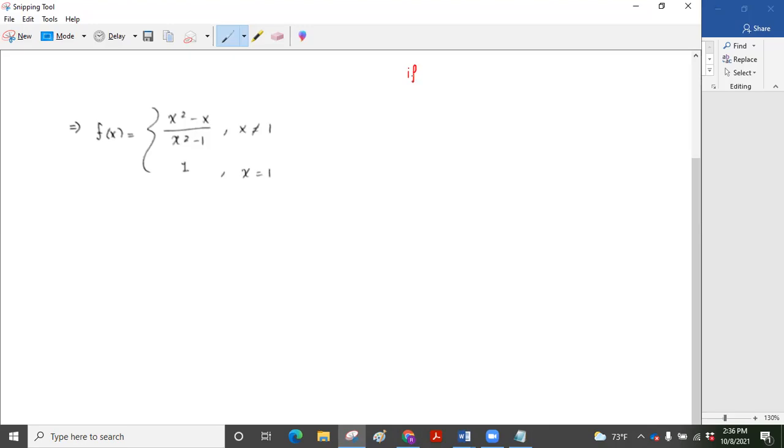If we'll say that if the function is continuous at x equals a, then the idea is that the limit as x approaches a of f of x should equal f of a.